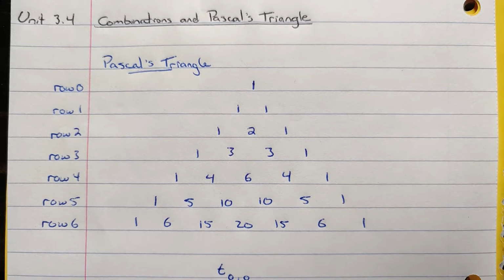We're Eurocentric in most of our stuff. So yes, other cultures did develop this beforehand. Blaise Pascal was not the first to discover this pattern. He just popularized it in Western mathematics.